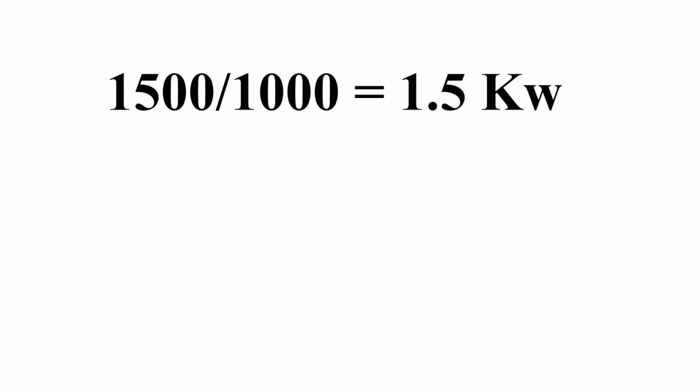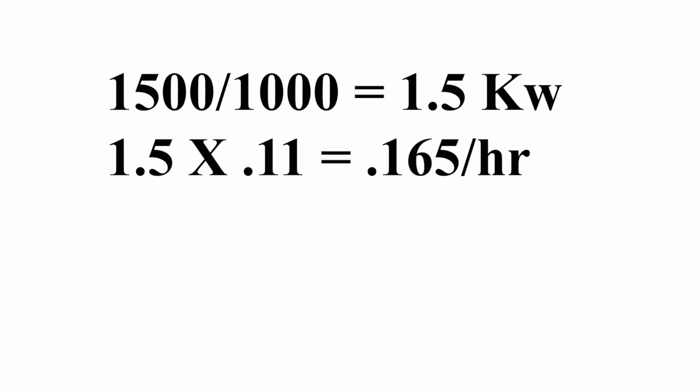So for this space heater right here, we're going to take that 1.5. This is 1500 watts, remember, so that's 1.5 kilowatts, and we're going to multiply that by 11 cents, so 0.11. That's going to give me my cost per hour. So that is 0.165. So it costs 16.5 cents to run this space heater per hour.